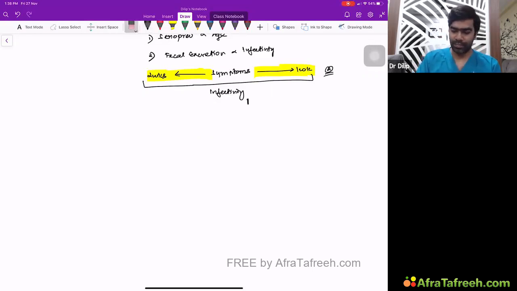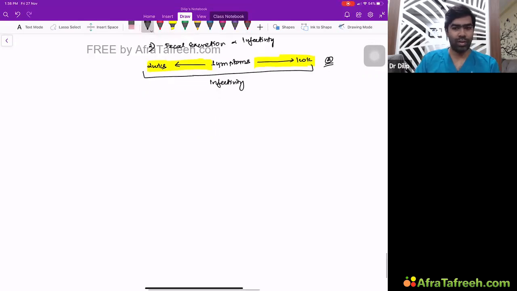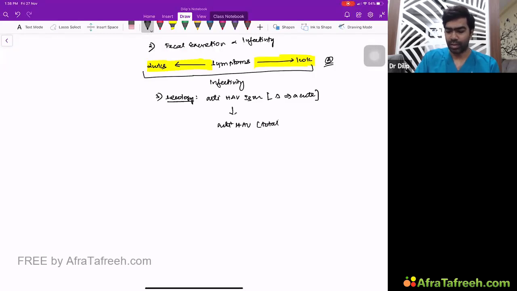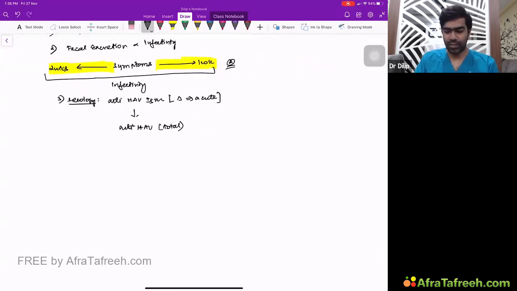And typically, what are the antibodies that are going to develop? Serology-wise, the first antibody that you will develop is anti-HAV IgM. This is the earliest evidence of infection, and this is the diagnostic antibody for acute infection of hepatitis A virus. Later on, once your anti-HAV IgM disappears, you will develop anti-HAV total. So based on that, you can differentiate.